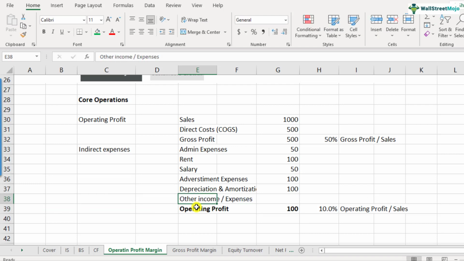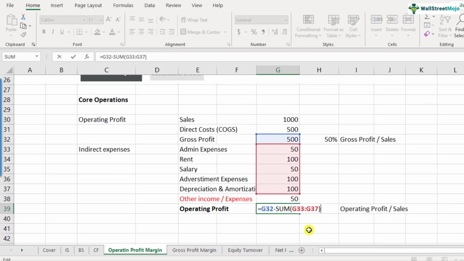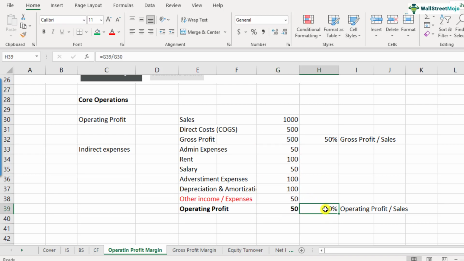Okay, so if that is the case, then you should not include that, you need to exclude that. All right, so let's say in our case other expense was given as 50. If other expense was given as 50, we should exclude that. Had you included that, your operating profit margins would have reduced further.